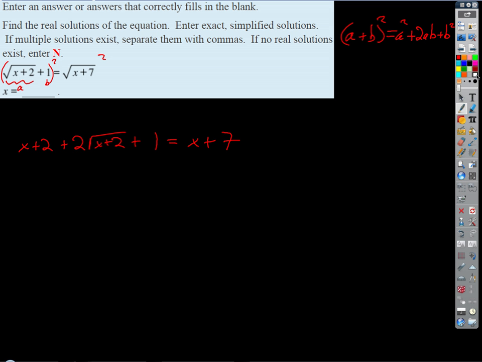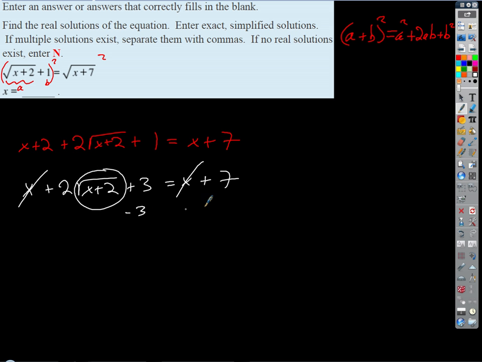Okay, that's pretty useful because I can go ahead and combine like terms. So I get x + 2 times the square root of x + 2, and then 2 + 1 is 3. And over here I get x + 7. If I subtract x from both sides, the x's cancel. And so now I've got one more radical to deal with. I have to isolate that radical and square both sides again. So let's subtract 3 from both sides. That gives me 2 times the square root of x + 2 equals 4.